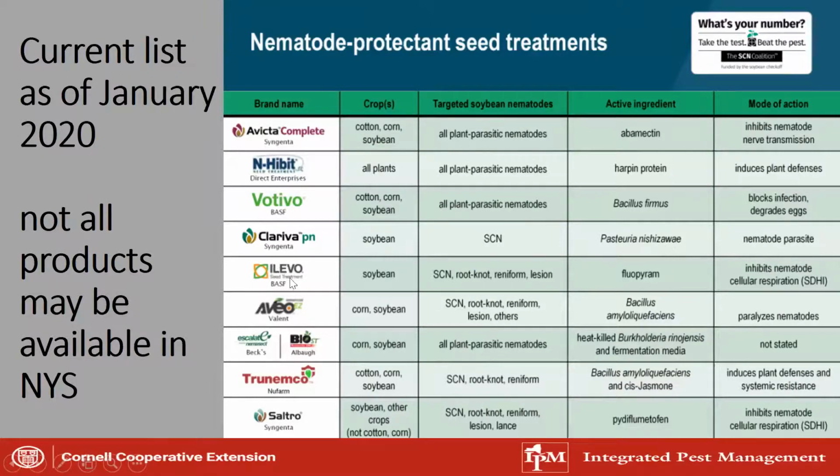We have a couple here, Ilevo and Saltro. You'll recognize those names because we went over seed treatment trials for those for their efficacy against sudden death syndrome. These are actually SDHI fungicides, fluopyram and fluoxapiprolin... I'm struggling right now. Anyways, those two chemistries, SDHI fungicides, have shown some nematode suppression as well, so they're being counted as these nematicidal seed treatments also.